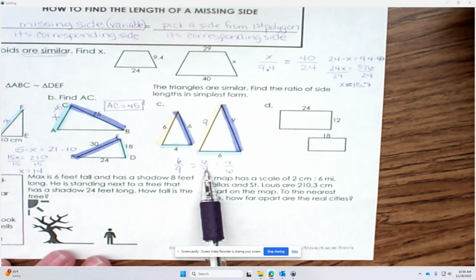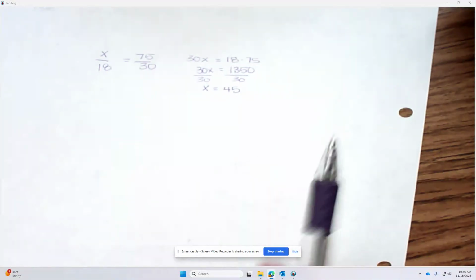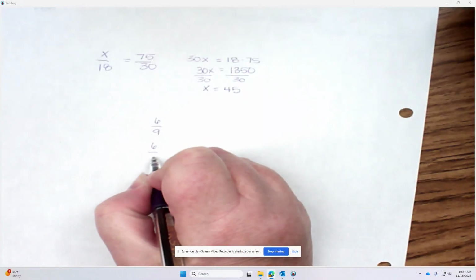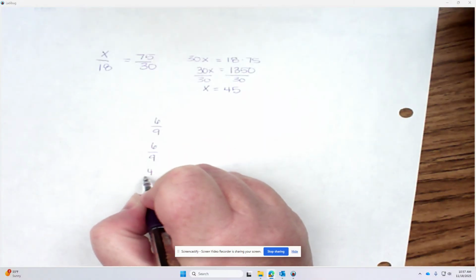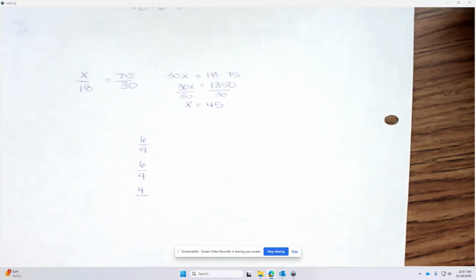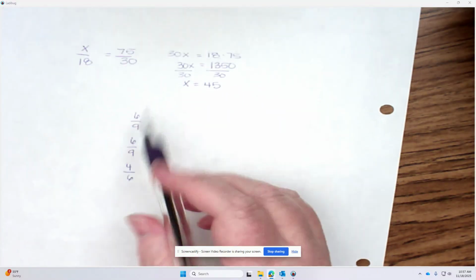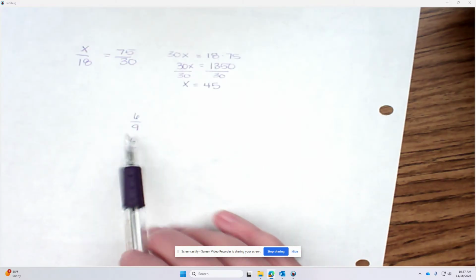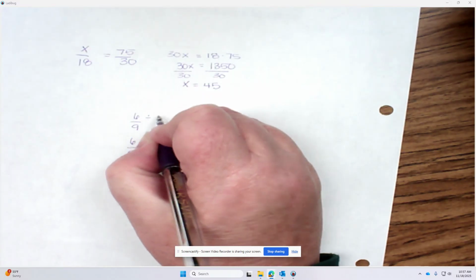Let's see if 6/9 and 4/6 equal each other. Let's come back over here to the other side. I've got 6/9 and 6/9 and 4/6. Yep, 4/6. I want to see, are these ratios equal to each other? Well, what do 6 and 9 have in common? They have in common 3.